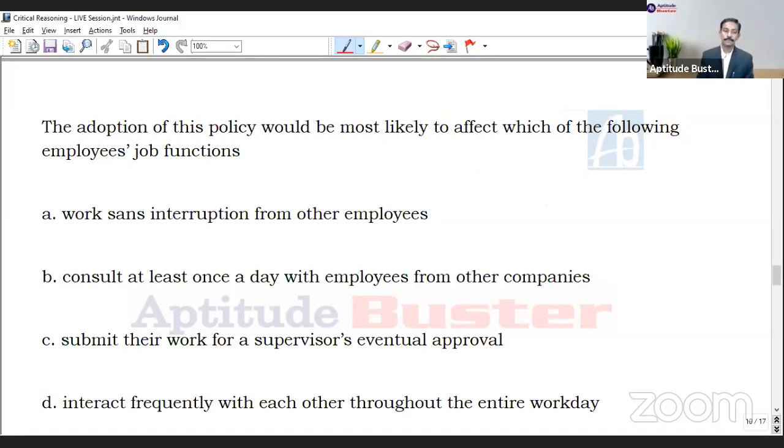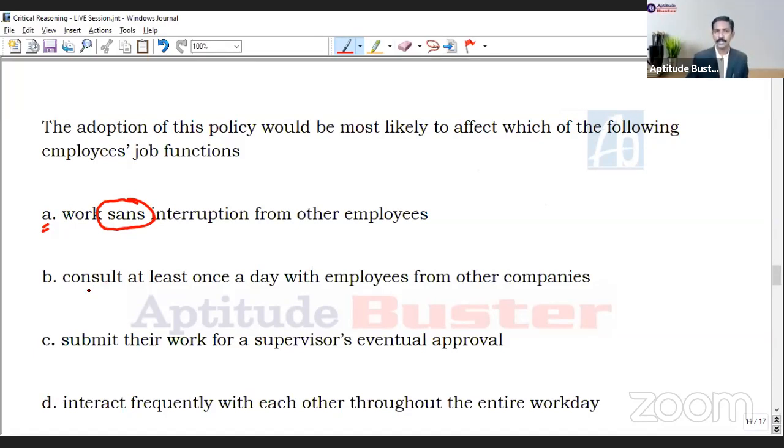Thirty seconds is itself a pretty long time for you to arrive at the answer. Let me help you out. First, option A, work sans interruption from other employees. Many would have been struck by this word. If you do not know the meaning of this word, sans, hold it for a while, because then you cannot eliminate.